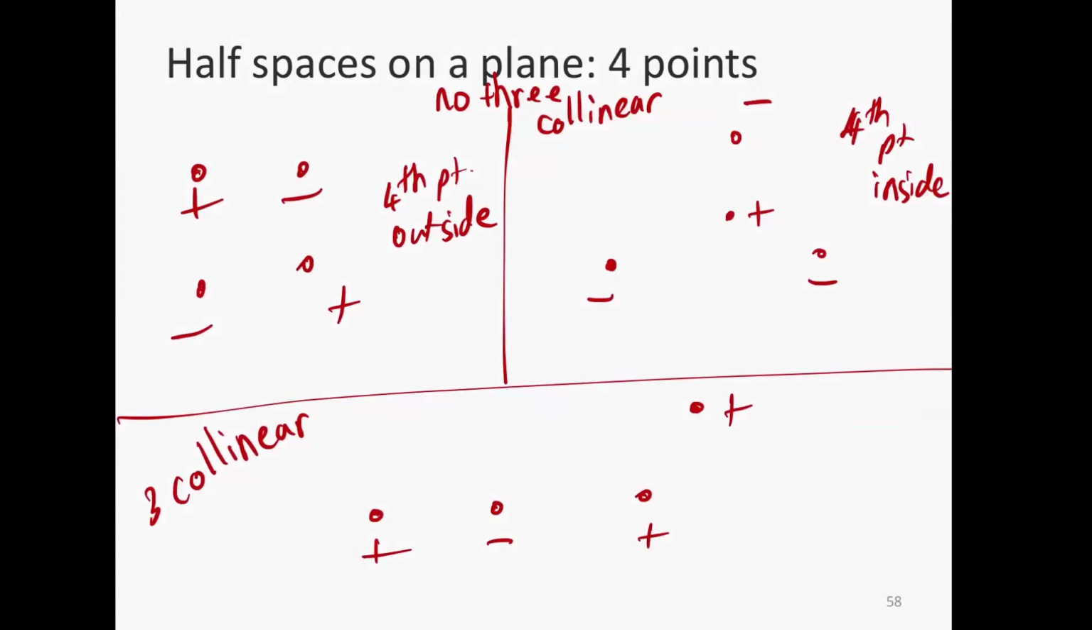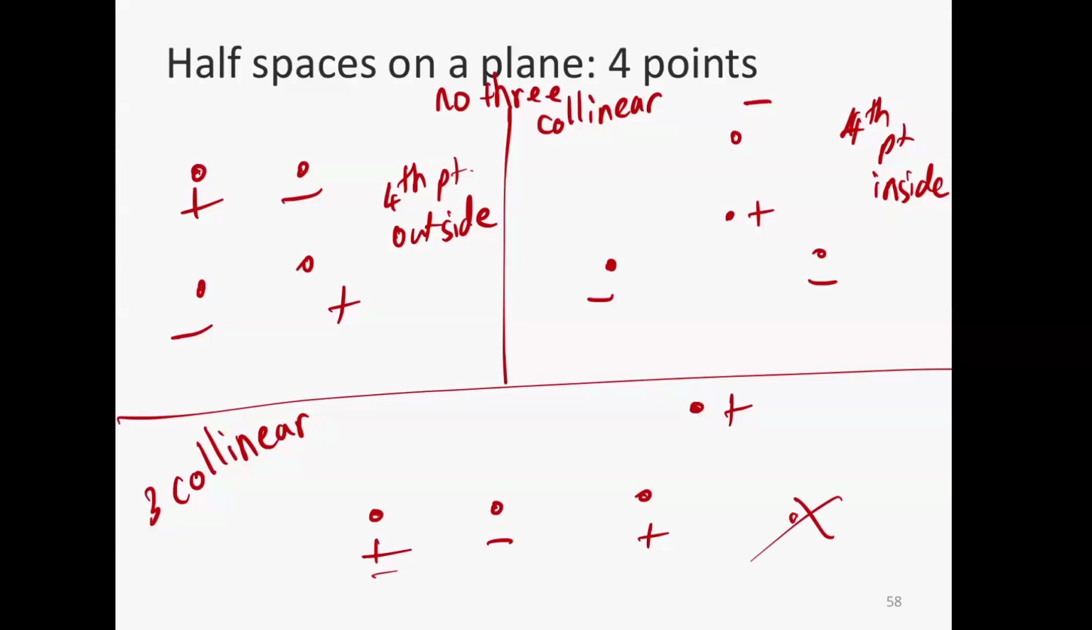The reason this argument is complete is because if I consider 4 points on a plane, among those 4 points, either some three of them are on a line, or no three of them are on a line. So the bottom part is some three of them are on a line. If some three of them are on a line, I'll make the middle point a negative and the border points positive, which cannot be shattered. This cannot be shattered. Let's consider the case where no three of them are on a line.